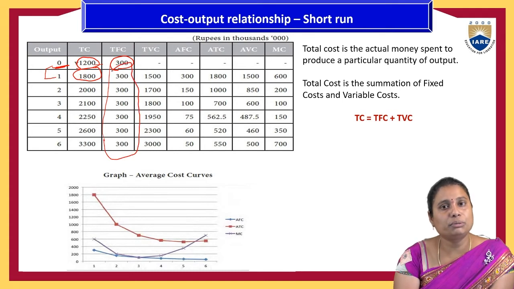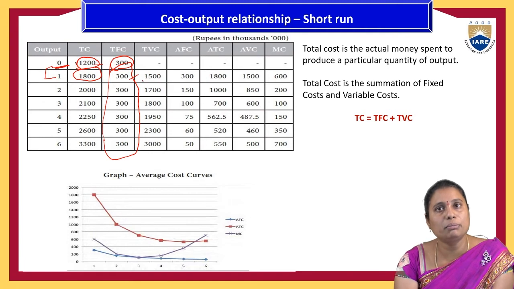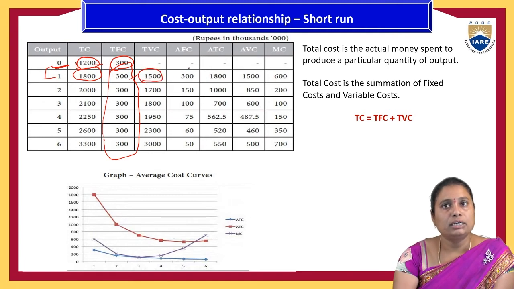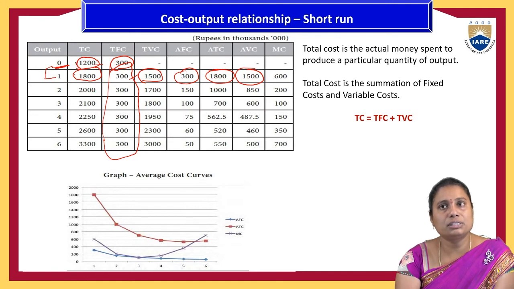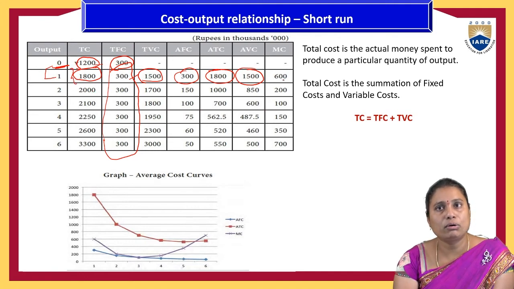cost output relationship we are discussing. The fixed cost is 300, and the variable cost will be 1500. So average fixed cost is 300, total cost is increased to 1800, average variable cost is 1500, and marginal cost is, when compared to here, 1200 to 1800, a 600 difference. That is the marginal cost.